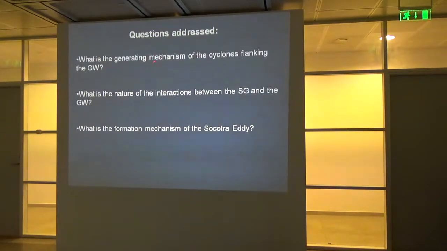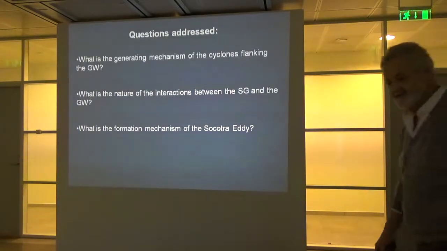What is the generating mechanism of the cyclones flanking the Great Whirl? We've seen the Great Whirl has cyclones on the side. What is the generating mechanism for those? What is the nature of the interaction between the Southern Gyre and the Great Whirl, which is not very well described in the observation at the moment? And then we see that the Socotra eddy appears sometimes. What is the formation mechanism of the Socotra eddy?